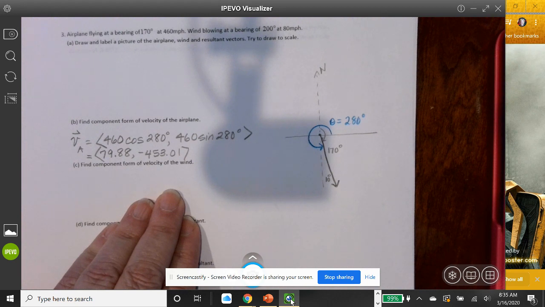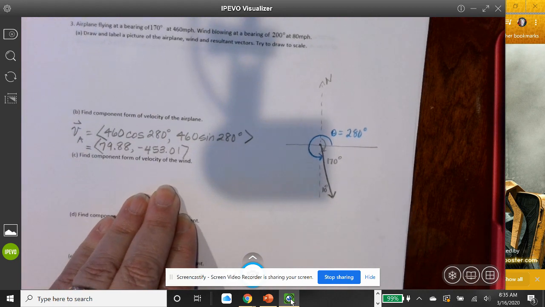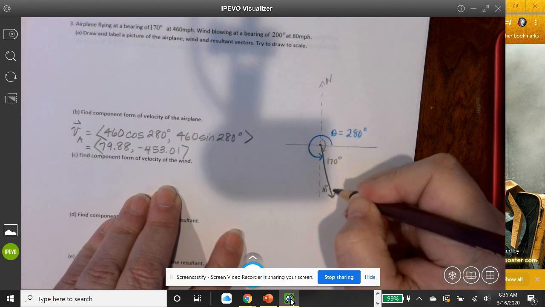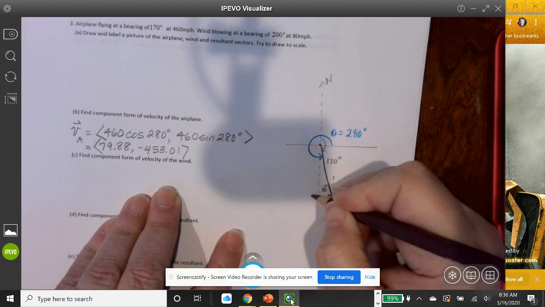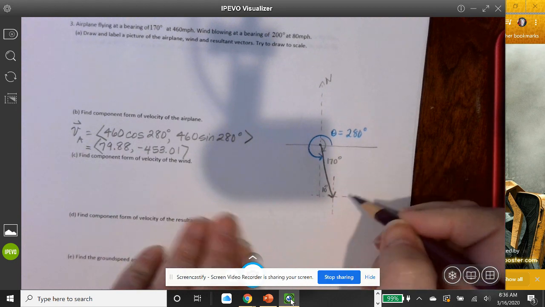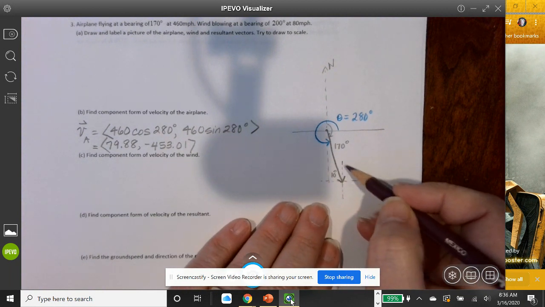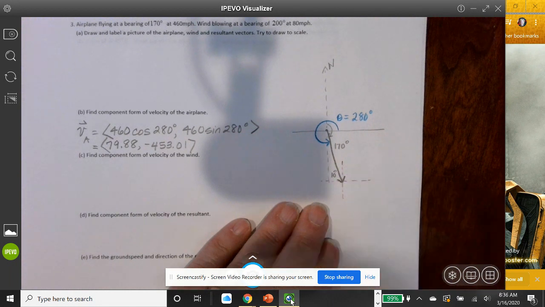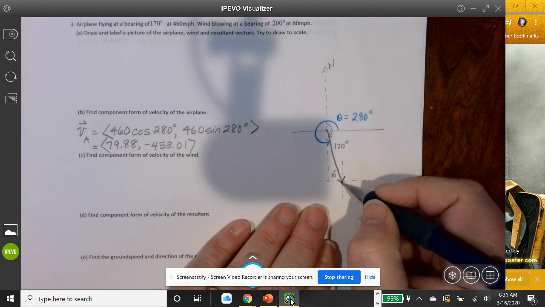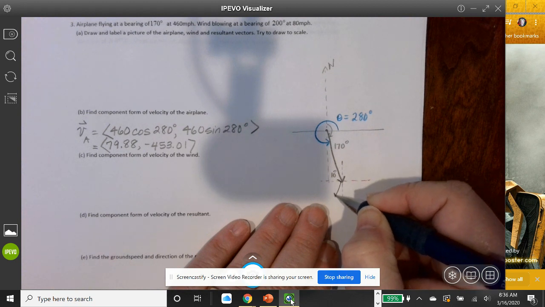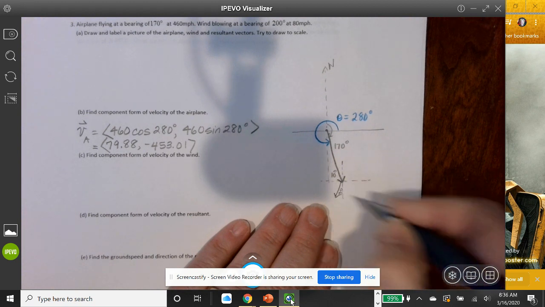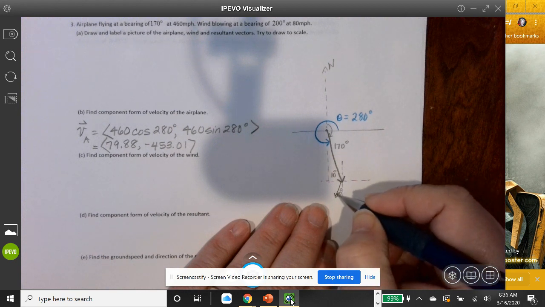All right, so let's see. The wind has a bearing of 200. So what do I do with the wind? Well, I put a new set of XY axes on the tip of the airplane because the wind is going to work on the airplane and we're going to add them together to get the resultant. The bearing is measured from the north and 200 is 20 degrees past 180. So it's going to be over here, and this angle in here will be 20 degrees. I know it's hard to see, but that's 20.